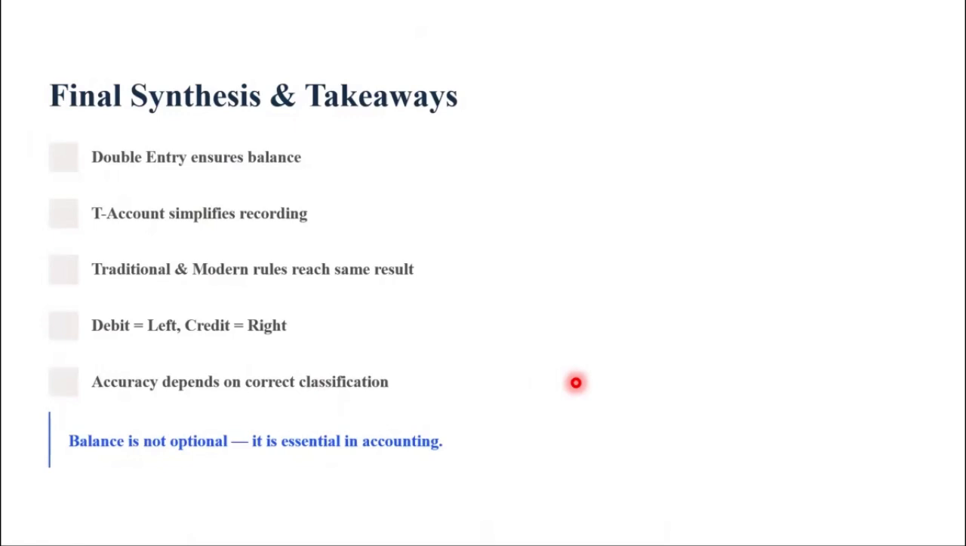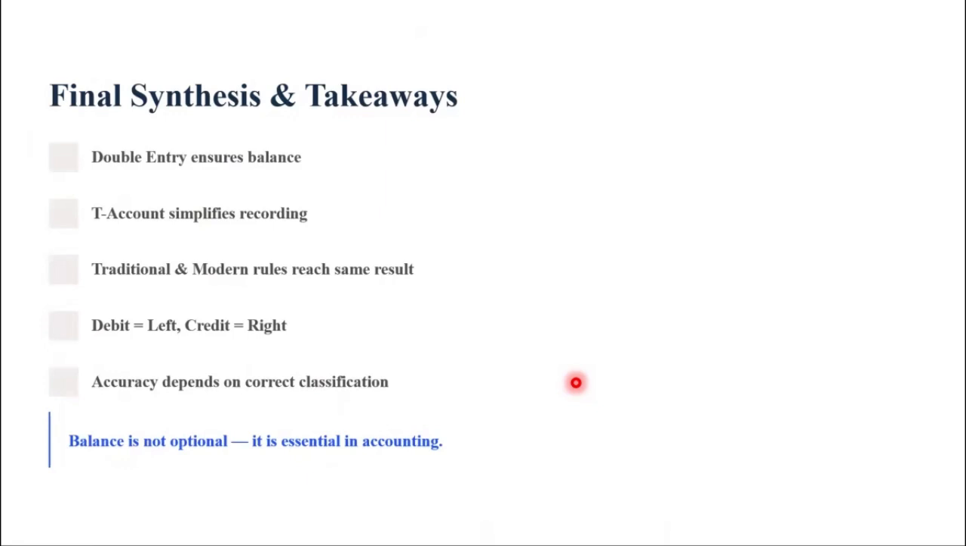We have covered a vast landscape today. We started with the history of the double entry system and the genius of Lucas Pacioli. We explored the T account and how it serves as a summarized record of transactions. We compared the traditional classification, that is personal, real, and nominal, with the modern approach of asset, liability, and capital, with revenue and expenses. Remember the golden rule: debit the receiver, credit the giver, debit what comes in, credit what goes out, and debit all the expenses and losses and credit all the income and gains in nominal account.